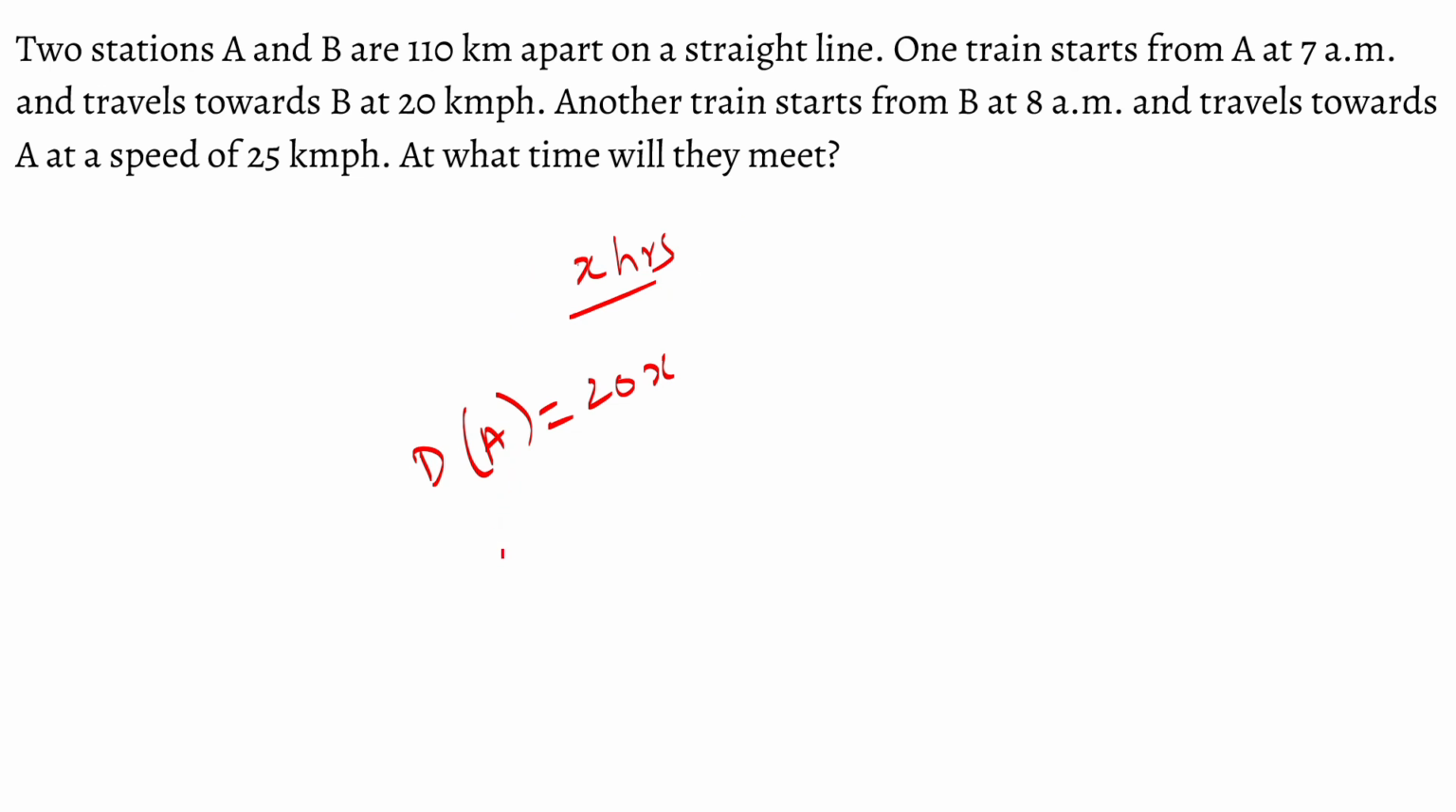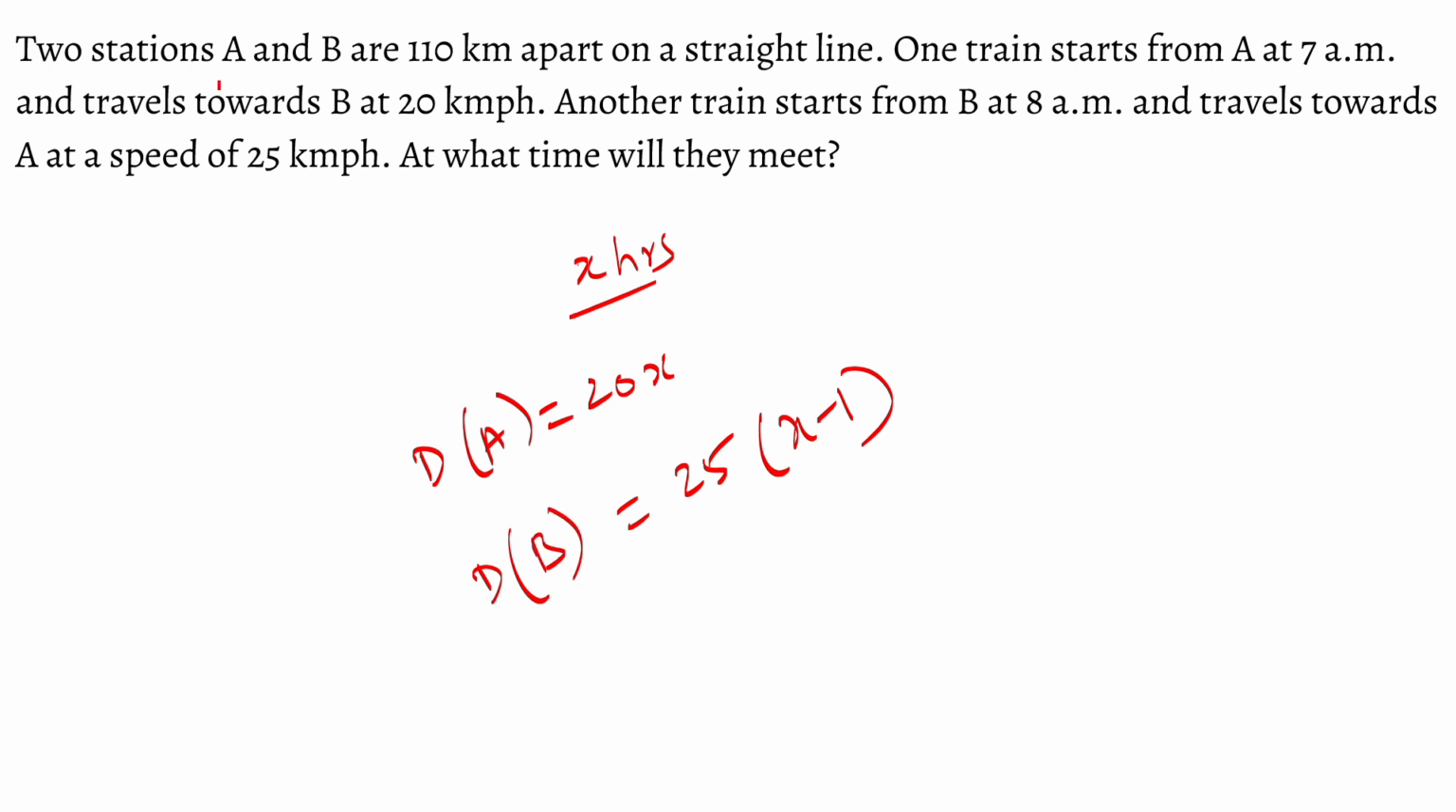Now the distance covered by B: the time that B takes is x minus 1, not x, because B is 1 hour late. After 1 hour B started, right? So this will be equal to, what is the speed of B? 25 kilometer per hour, and the time is x minus 1. This is the distance covered by B.